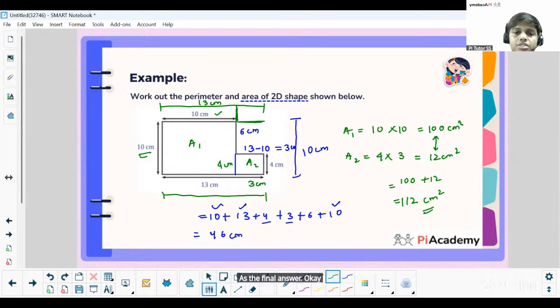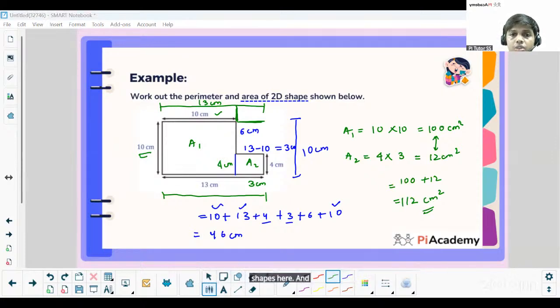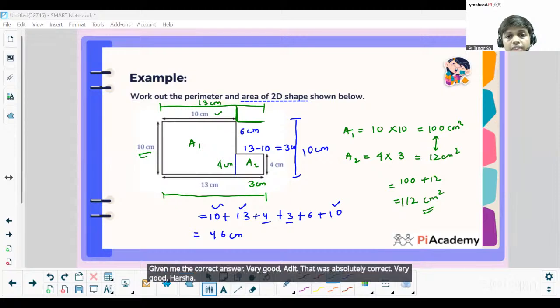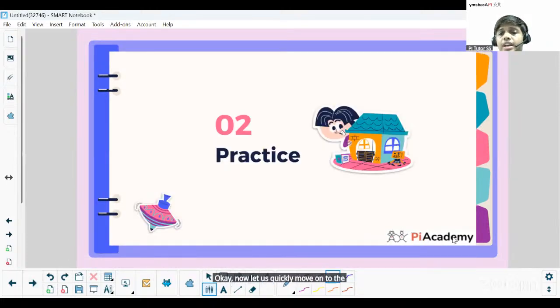Okay, so this is how we generally calculate the area and the perimeter of the shapes here. And I can see, very good V, you have already given me the correct answer. Very good, Adit. That was absolutely correct. Very good, Harsha. Very good, Shanvika. Very good, Aditi. That was absolutely correct. Wonderful, guys.